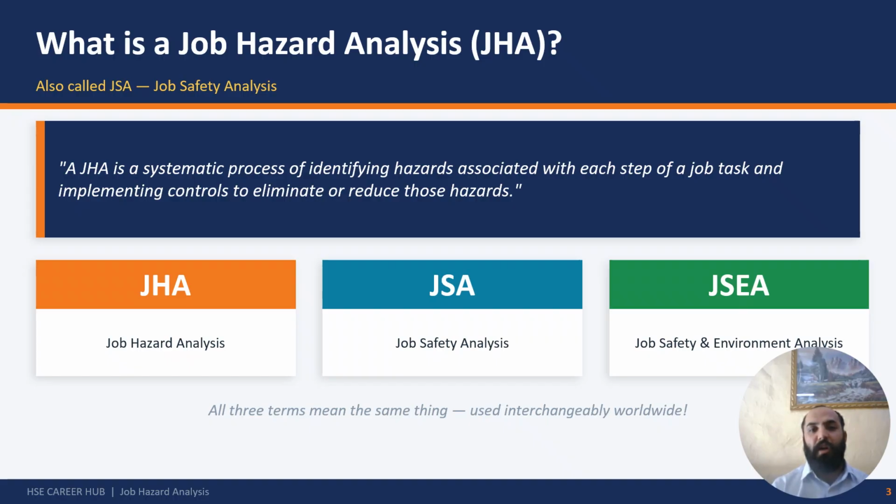So, what is a job hazard analysis? Let me give you the official definition first, and then I will break it down into plain English. A JHA is a systematic process of identifying hazards at each step of a job task and putting controls in place to eliminate or reduce those hazards. Now, what does that mean in real life?